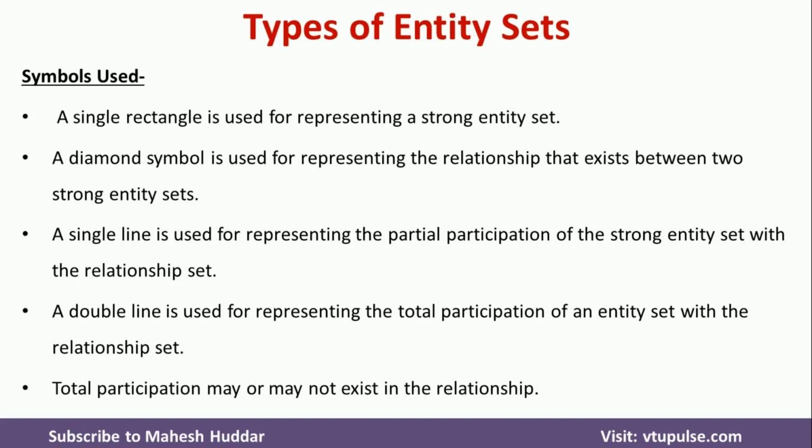A total participation may or may not exist in the relationship with respect to strong entity sets, but when it comes to weak entity sets, total participation should exist. Then only we will be able to uniquely identify each and every entity or the rows.